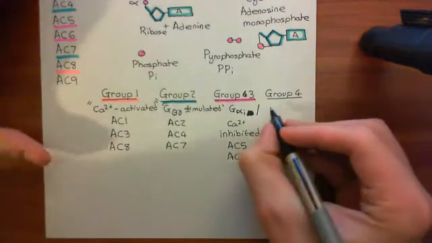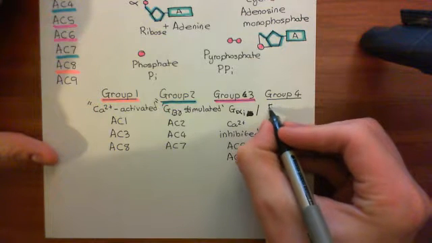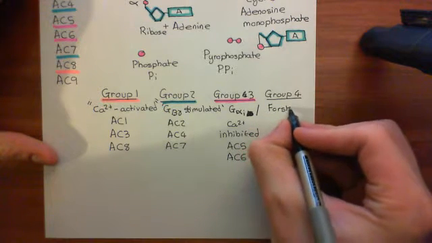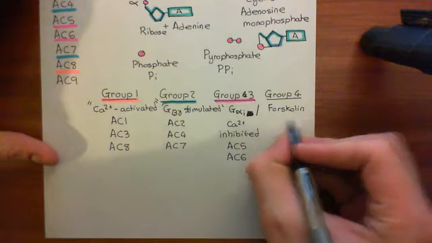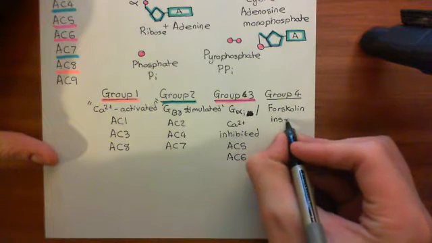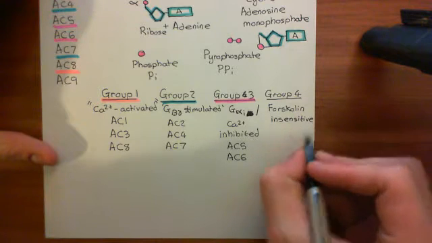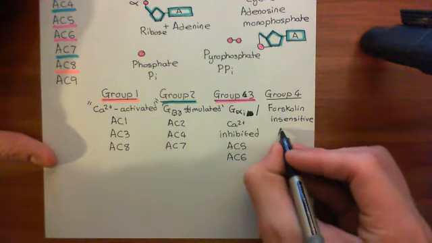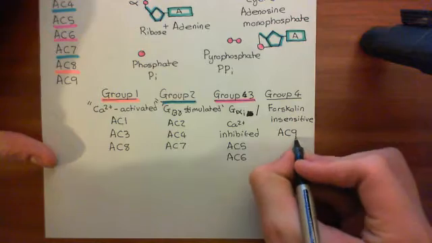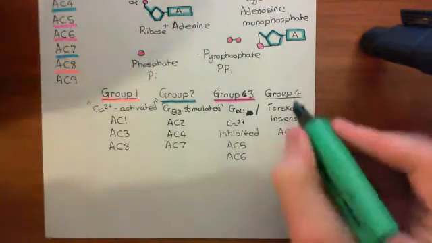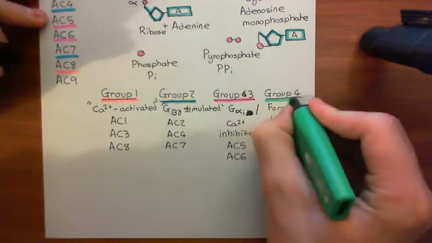And finally, group 4 is the forskolin insensitive family of adenylyl cyclases, and this only contains one member, which is the final member, which hasn't so far been classified. So this is adenylyl cyclase 9. I'll highlight this one in vivid green.